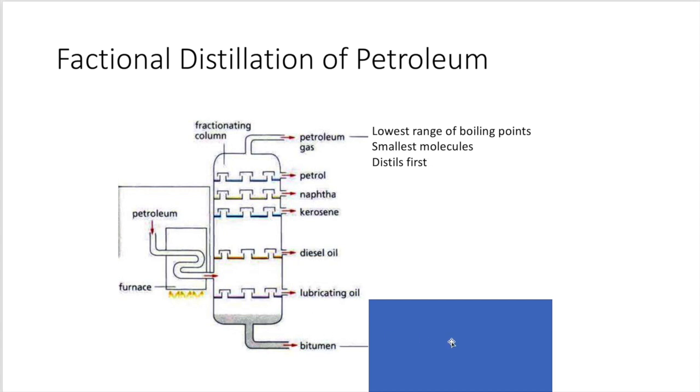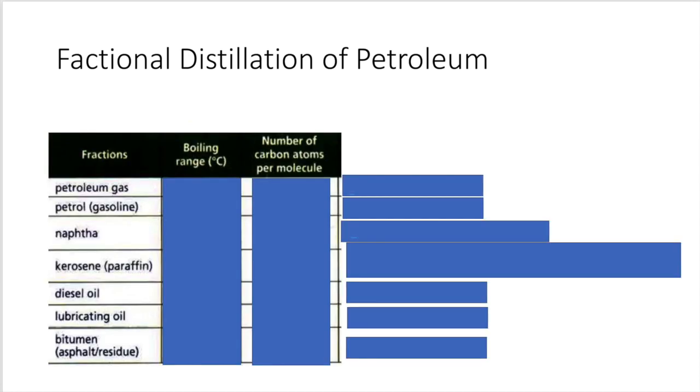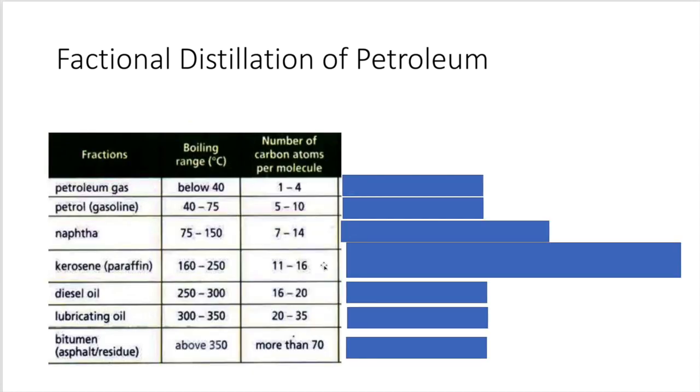It's good to be familiar with. I like to remember it as "punks and delinquents", P and K D L. The first and the last, I usually don't have to forcefully remember because it's pretty straightforward. The gases are always the ones floating to the top, and bitumen is always the one left at the bottom. So the boiling ranges are these, the numbers of carbon atoms are these. Just get a good sense of it and that will do. And the uses are these.